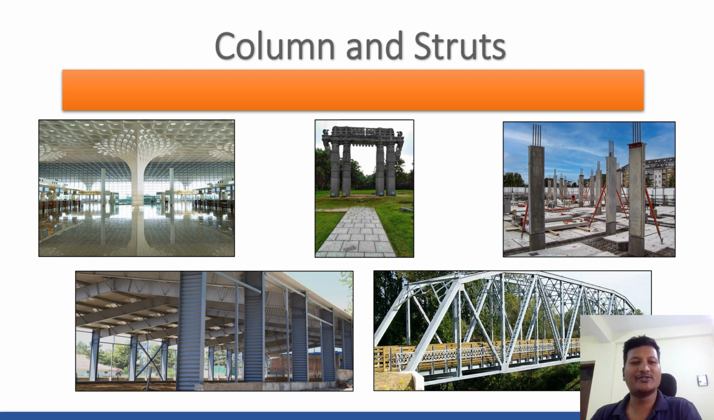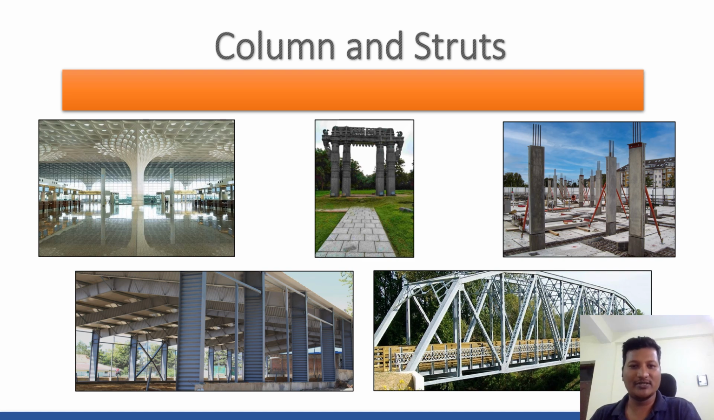So the first image, you can see this is the column in the airport. You might have gone to that place. This column is in the Mumbai International Airport. You might have visited there. So you can see the architectural view of this column. This column also gives us the flexibility to design. Architecturally it can be aesthetically so beautiful.